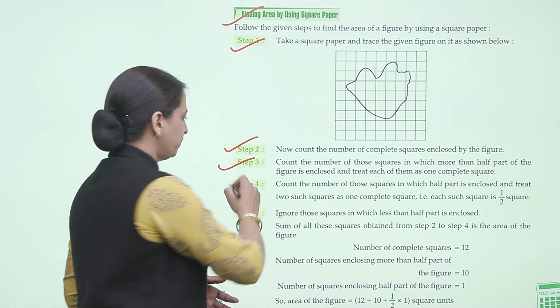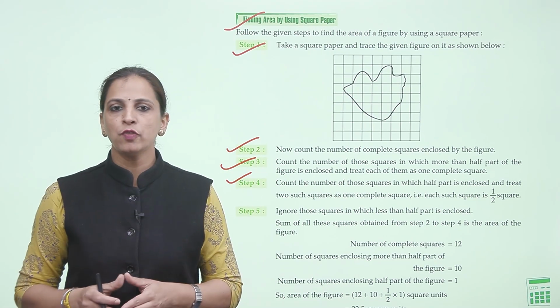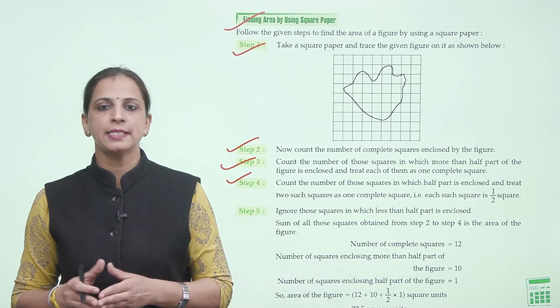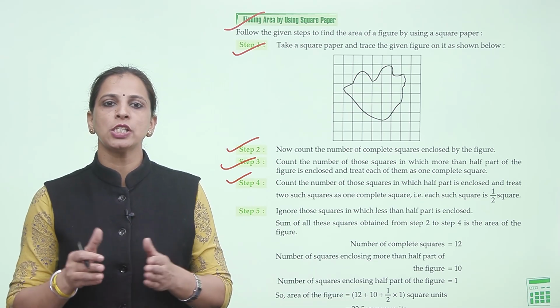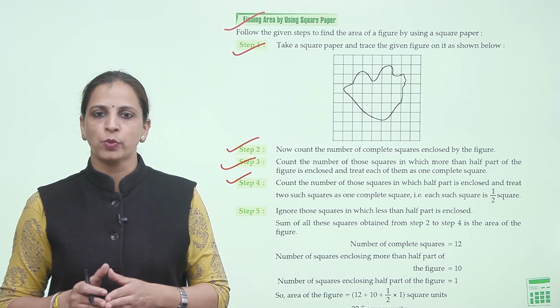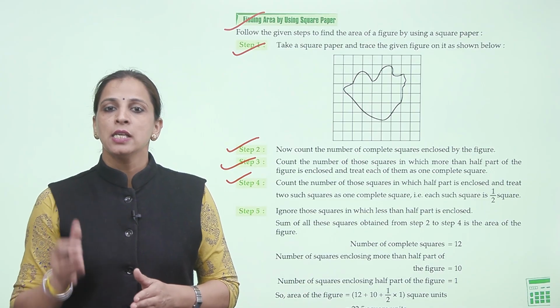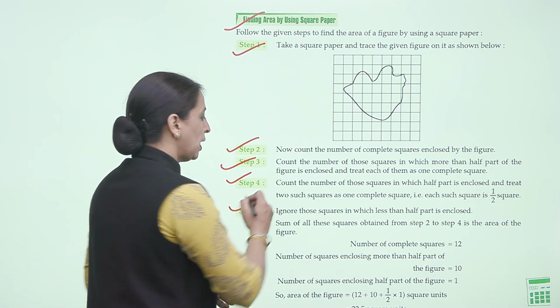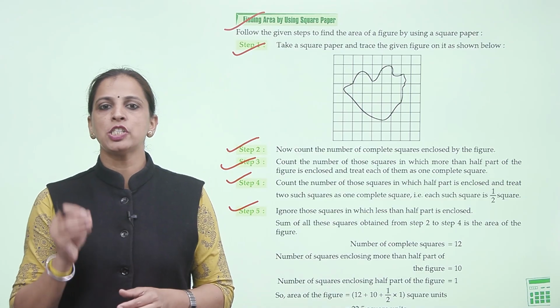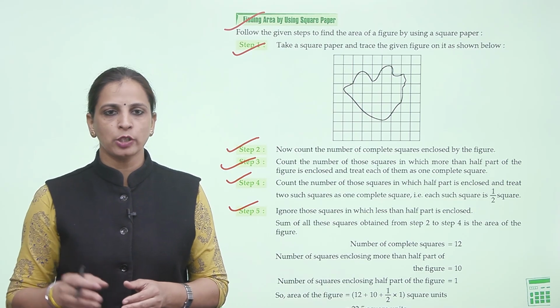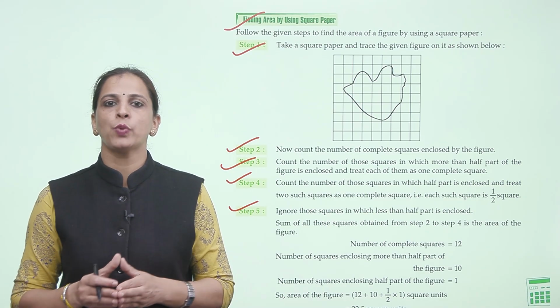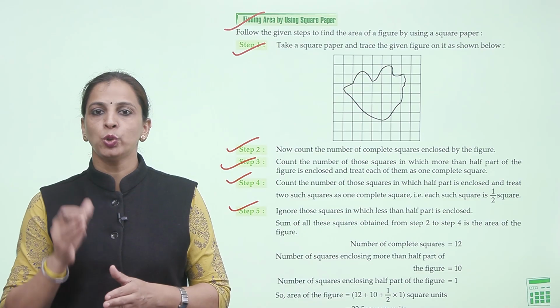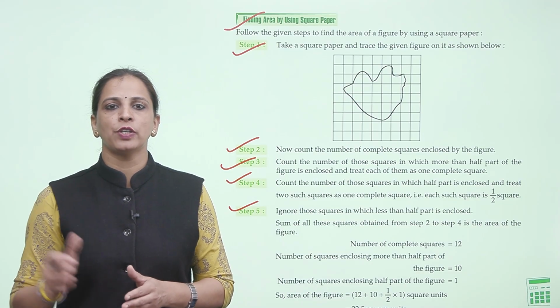Now step 4. Count the number of those squares in which half part is enclosed and treat two such squares as one complete square. That is, each such square is 1 by 2 square. Now step 5. Ignore those squares in which less than half part is enclosed. Sum of all these squares obtained from step 2 to step 4 is the area of the figure.